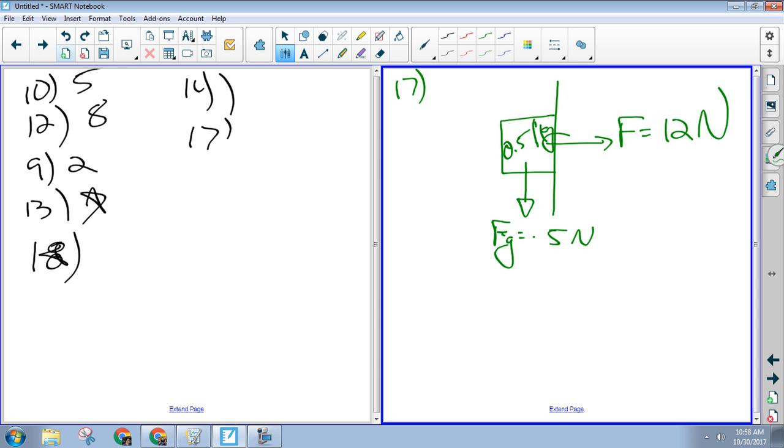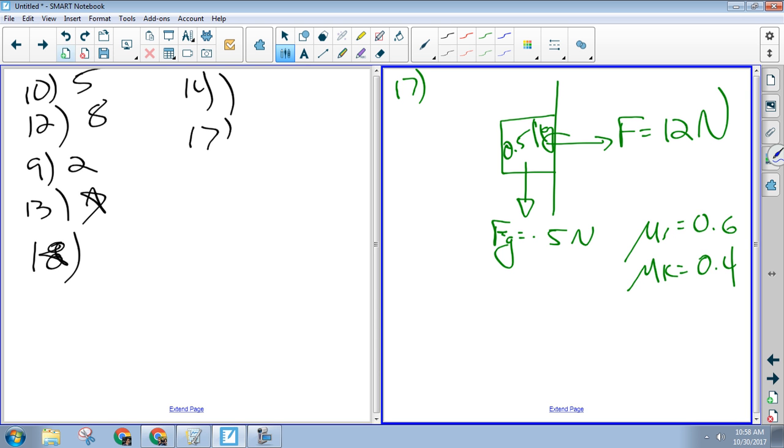Okay, so let's see. It says the coefficient of static friction between the block and the wall is 0.6, and the coefficient of kinetic friction is 0.4. Everybody good up to there? All right, let's finish our free body diagram. There are 2 more forces that I have not yet drawn in.